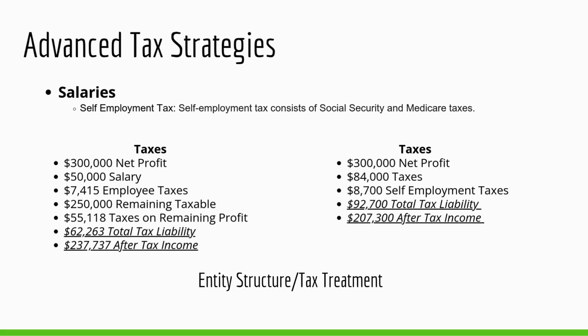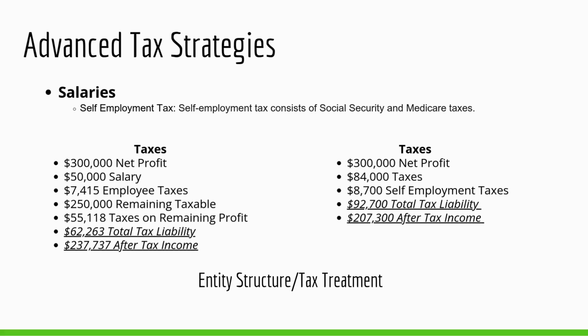The example on the screen shows how it could play out. $300,000 net profit, but I pay myself a reasonable salary of $50,000. I pay taxes out of that 50 grand of $7,415. And now my taxable income goes from 300 to 250 because that salary I paid myself is now an expense. So now that it's an expense, it shows up on my P&L, my profit and loss, and it reduces my taxable income. So now instead of $300,000 in taxable income, I have $250,000 in taxable income. The remaining taxes that I would pay would be $55,118.